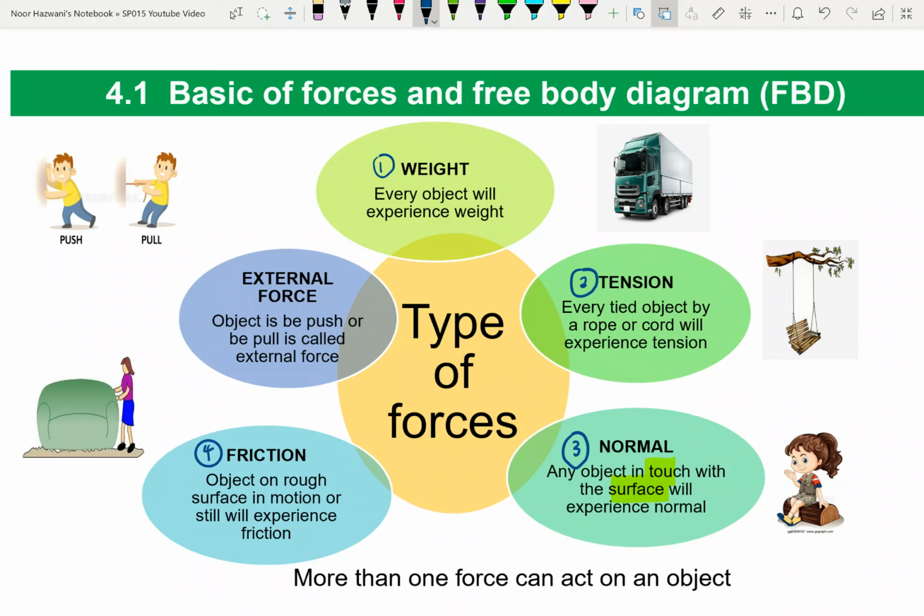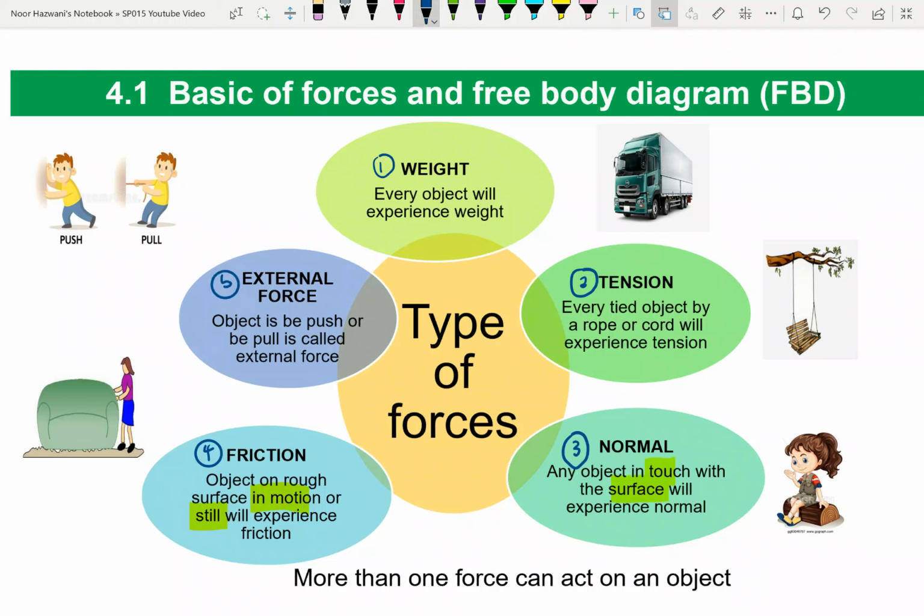Okay, so number 4, we have frictions. So frictions, object on rough surface in motion or still will experience frictions. Okay, apa-apa objek yang duduk di atas, biasanya keyword dia bagi rough surface. Maksudnya di atas surface yang kasar, so means the object will have frictions. Tak kisahlah objek tu dalam keadaan dia bergerak, okay, in motion ataupun stay still. Maksudnya dalam keadaan diam. Walaupun macam contoh, kita tengah berdiri duduk diam, okay, kita tak bergerak, tetapi kita masih ada friction.